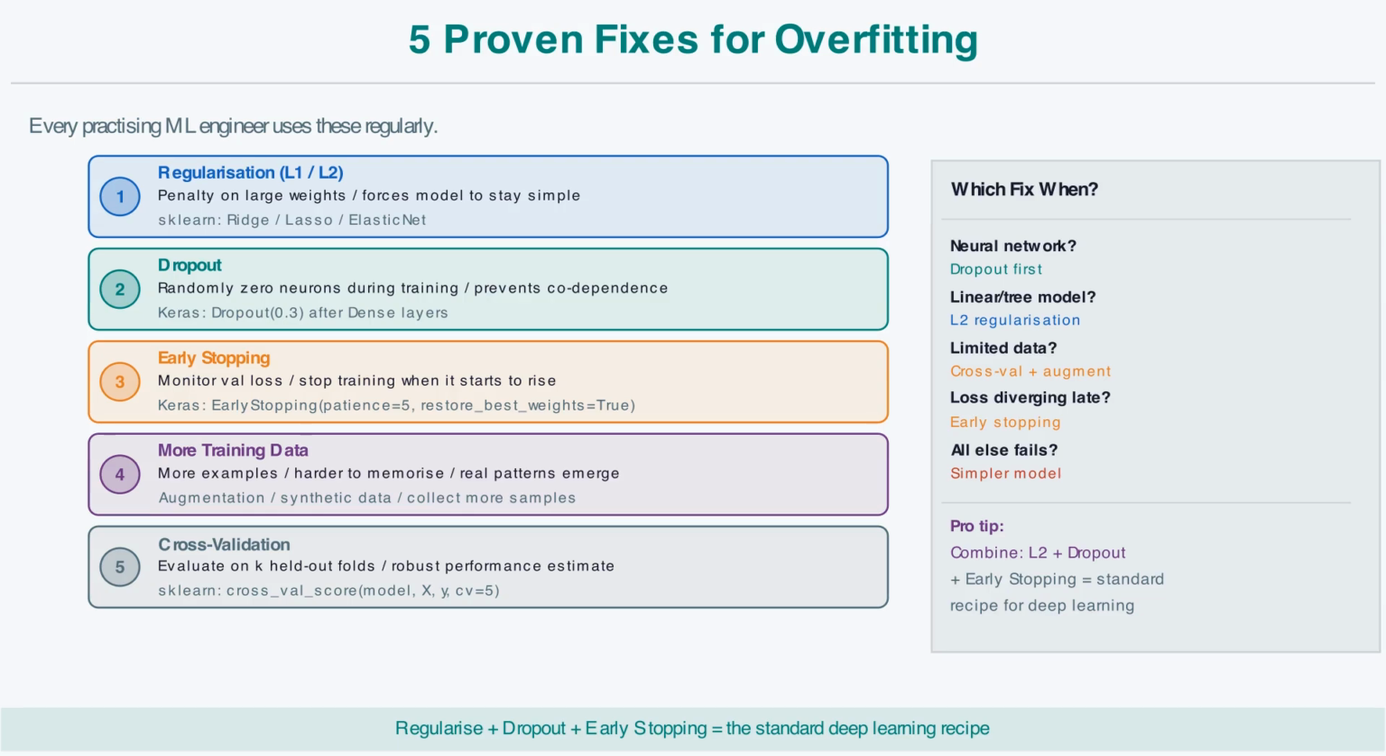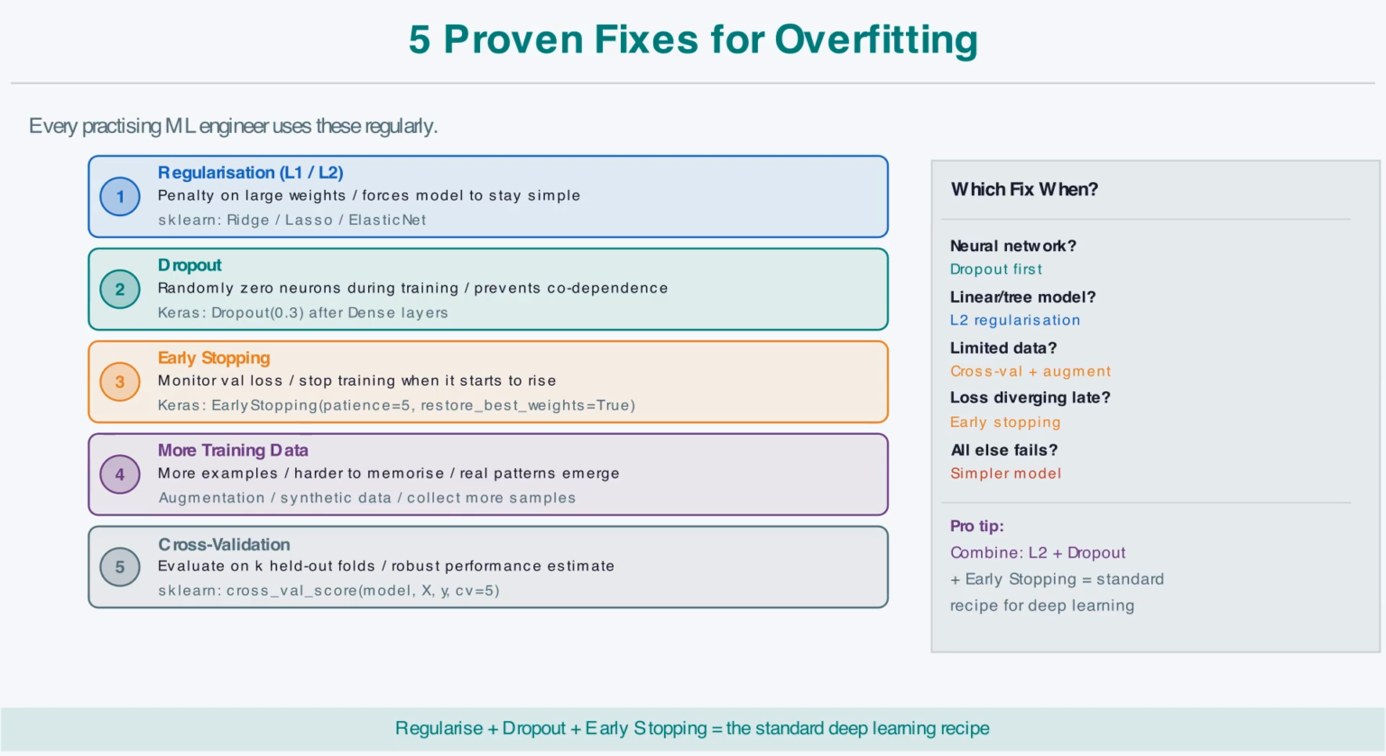Fix 2: dropout. Used specifically in neural networks. During each training step, you randomly set some percentage of neurons to 0. This forces the network to learn redundant representations. No single neuron can become too important. The network learns to be robust.